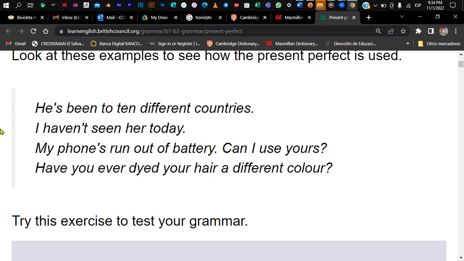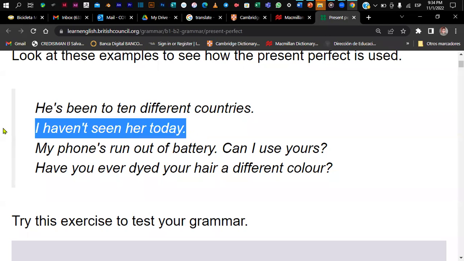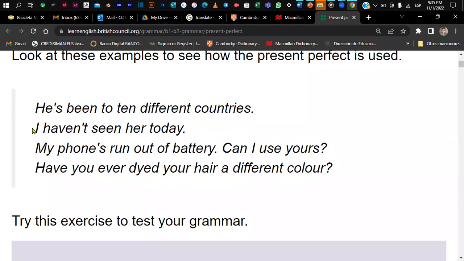I haven't seen her today. All right. I haven't seen my sister during the day. Cuando digo during the day, am I mentioning 3 p.m., 5 o'clock? Am I mentioning time? Yes or no? I haven't seen my sister during the day. No, I'm not mentioning any time. Because even in that sentence, the time is not important. What is important is that haven't seen. My sister. That is the important thing. Eso es lo que importa.